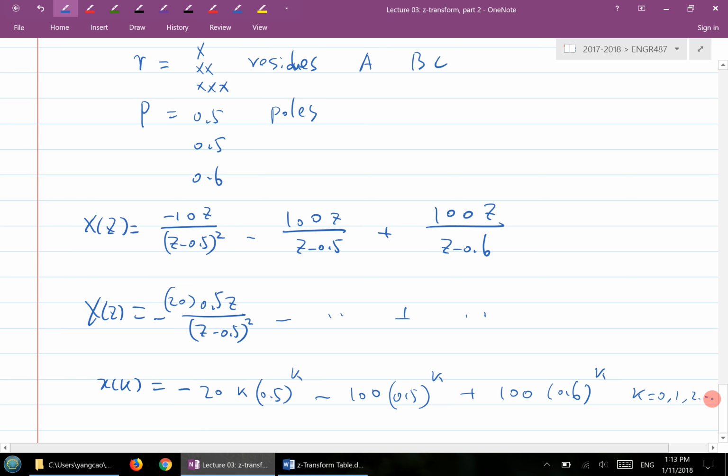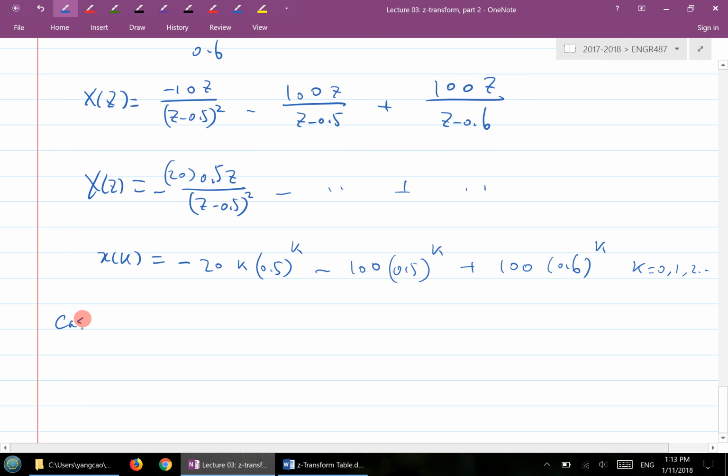Is that good? Yeah. So that's your second case. Okay, let's look at the third case. This one needs a little bit of work, which is probably the most sophisticated case among all three. In this case, your poles are complex conjugate, so there is a complex conjugate pair of poles.